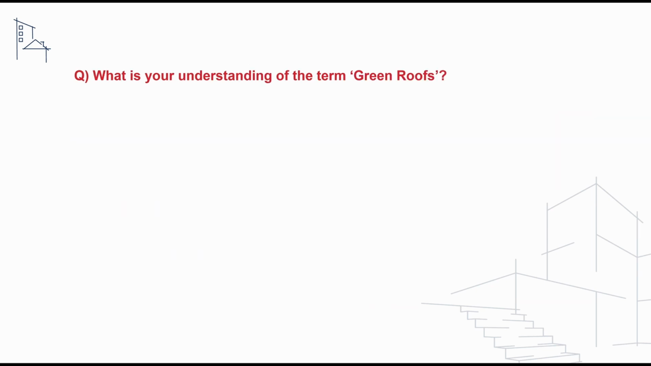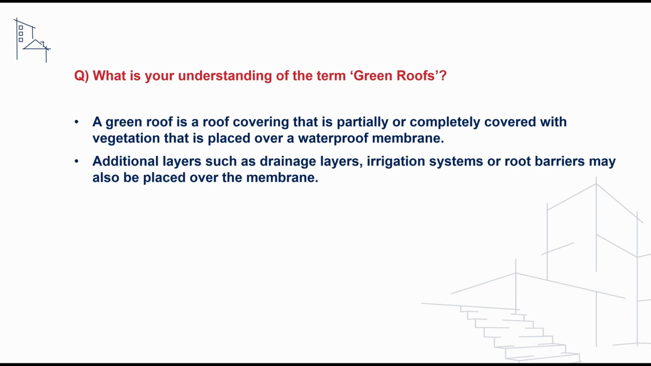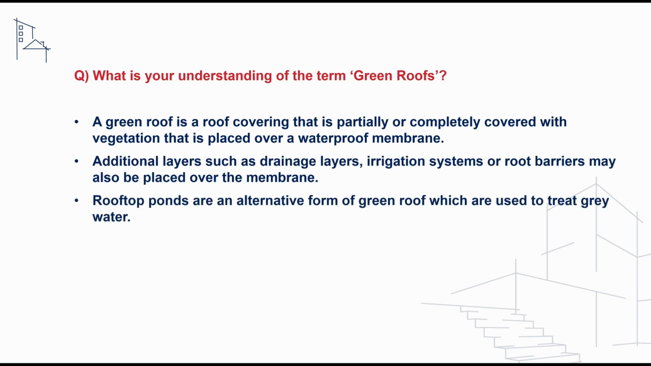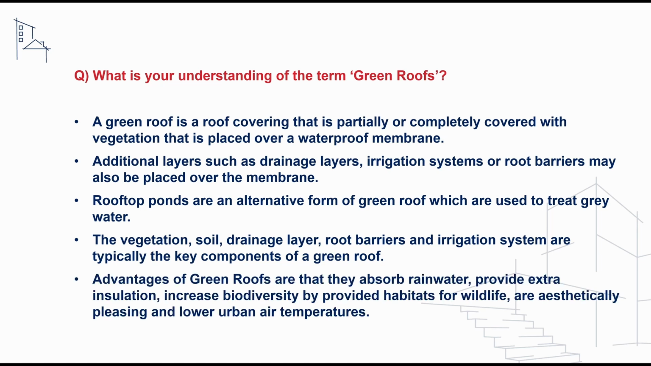The next question we'll take a look at is checking our understanding of the term green roofs. To address this, we can say that a green roof is a roof covering that is partially or completely covered with vegetation that is placed over a waterproof membrane. Additional layers such as drainage layers, irrigation systems, or root barriers may also be placed over the membrane, and rooftop ponds are an alternative form of green roof which are used to treat grey water. The vegetation, soil, drainage layers, root barriers and irrigation systems are typically the key components of a green roof. Advantages of green roofs are that they absorb rainwater, provide extra insulation, increase biodiversity by providing habitats for wildlife, and are also aesthetically pleasing whilst lowering urban air temperatures.